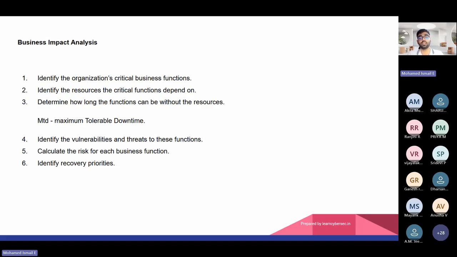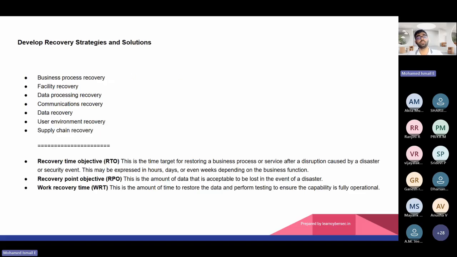Then identify the recovery priorities, how to recover. While recovering, which one I need to do first, which one I need to do later. So these are the things we need to keep in mind. Then develop recovery strategies and solutions: business process recovery, facility recovery, data processing recovery, communication recovery, data recovery, user environment recovery, supply chain recovery. I will cover each and everything in detail, like business process recovery.